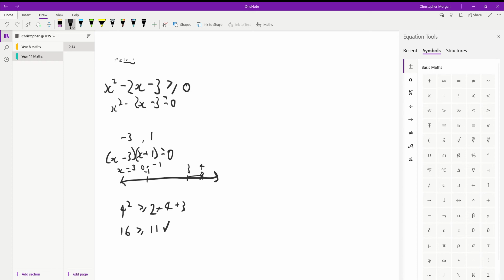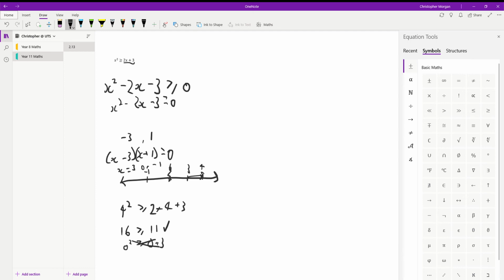Now, we just have to check inside the middle. The easiest number to check in here is 0, because it's just the easiest to plug into the equation. So we can do that quickly. Is 0 squared greater than or equal to 0 plus 3? Is 0 greater than 3? No. So we do not have a solution in the middle.